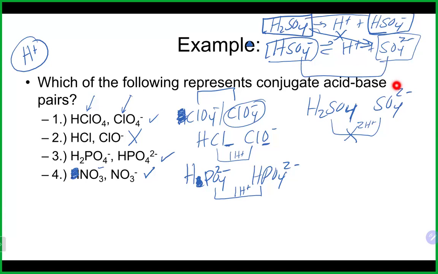Any questions on that? So again, it has to be only an H plus difference. If there's any other difference, if there's more than one H plus difference, they are not considered conjugate acid base pairs. Any questions on that one there? Okay.